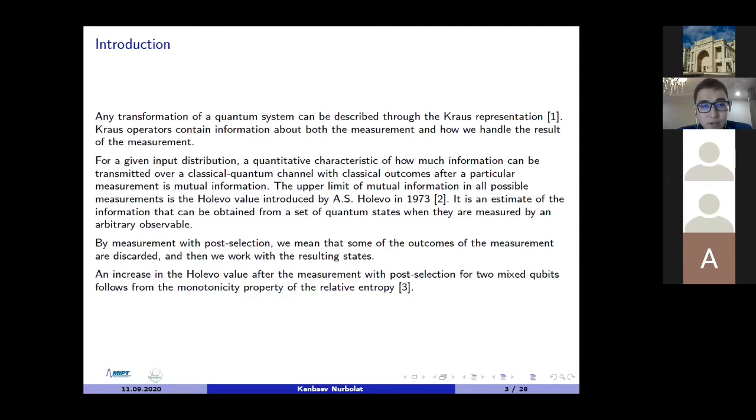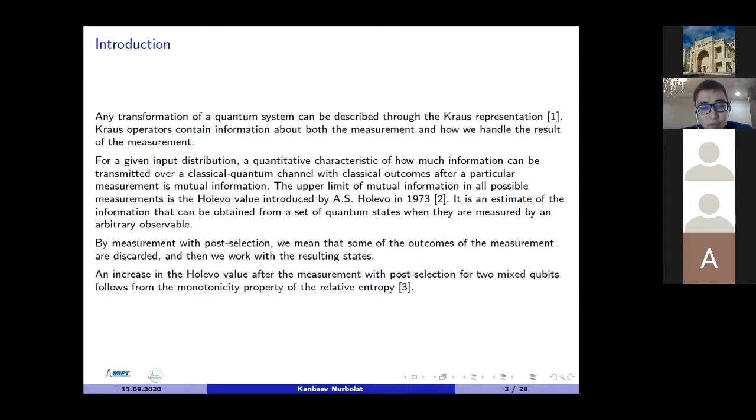We will consider a classical-quantum channel, which has classical signals at the input and quantum states at the output of the channel. For a given distribution, a quantitative characteristic of how much information can be transmitted over such a channel with the classical outcomes after a particular measurement is mutual information. And the upper limit of mutual information over all possible measurements is the Holevo value, introduced by Alexander Holevo in 1973. It gives an estimate of the information that can be obtained from quantum states during the measurement.